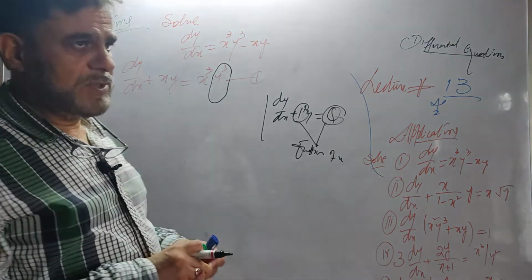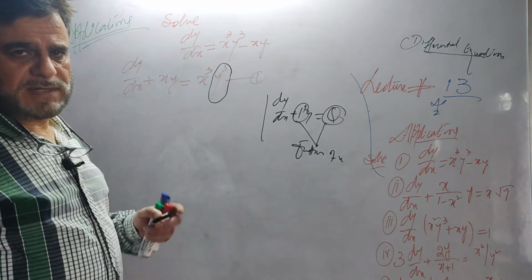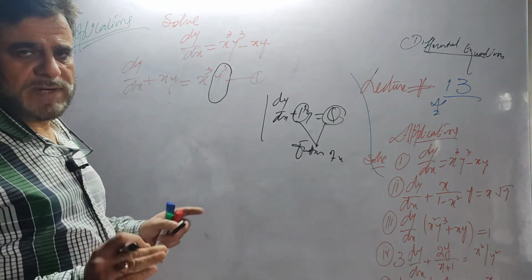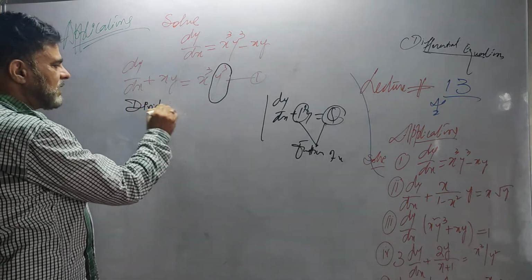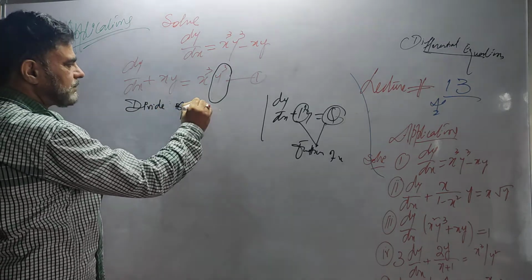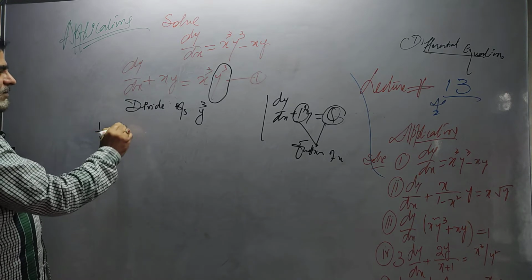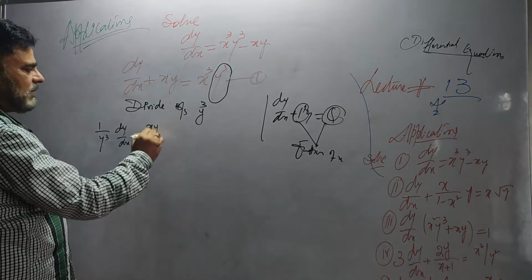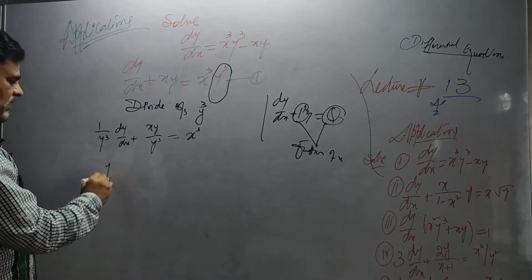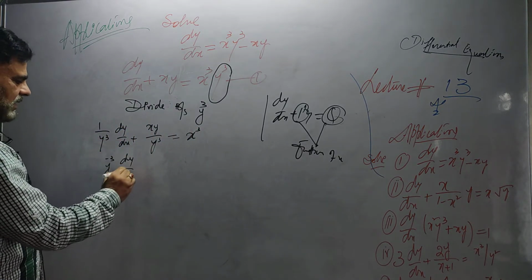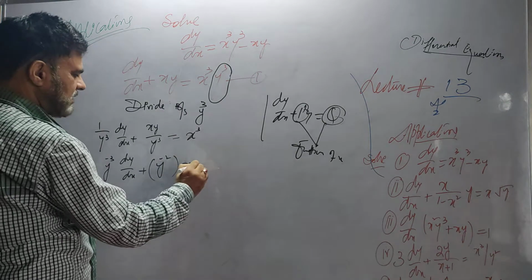Now how do I remove this y cube? Very simple, as we did in dy by dx plus py is equal to q into y raised to the power n. What we did there, we divided by y raised to the power n, and on the right hand side we removed y raised to the power n. Similarly here I will divide both sides by y cube. It is 1 by y cube dy by dx plus xy by y cube is equal to x cube. That is y raised to the power minus 3 dy by dx plus y raised to the power minus 2 times x is equal to x cube.